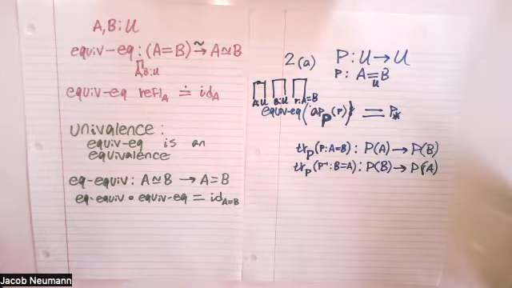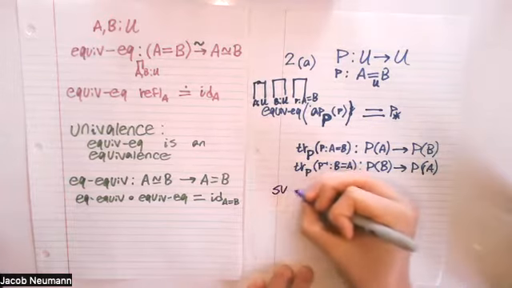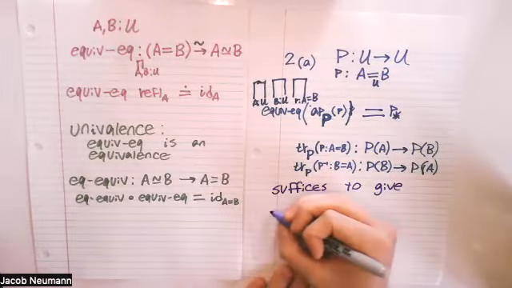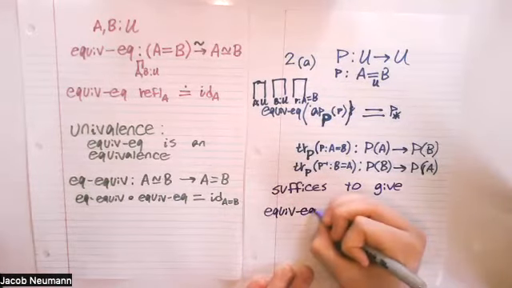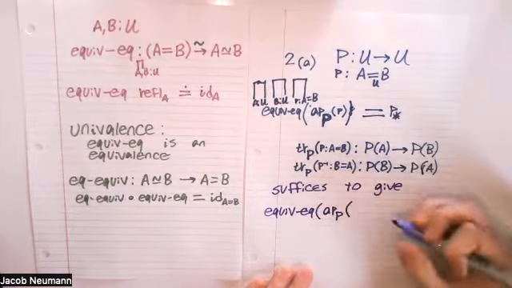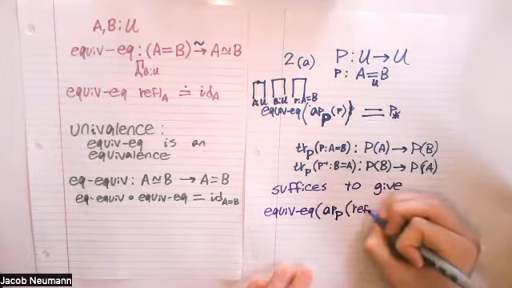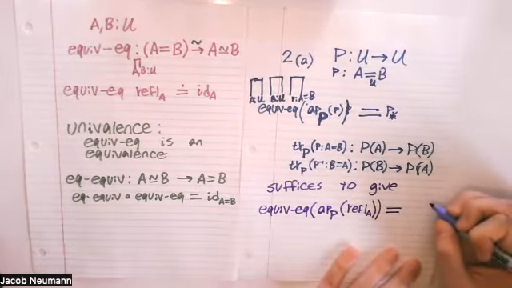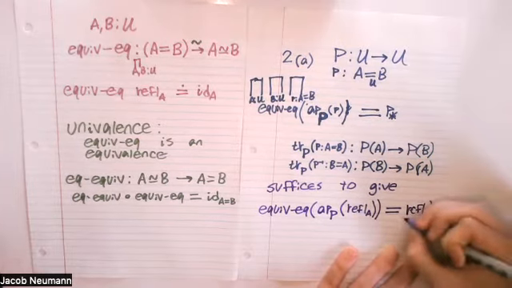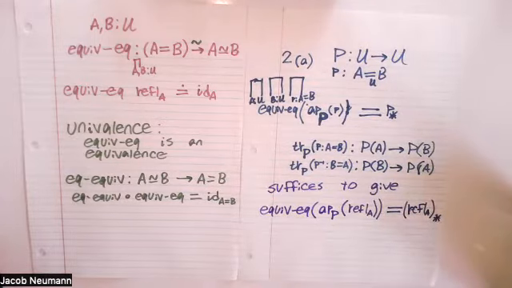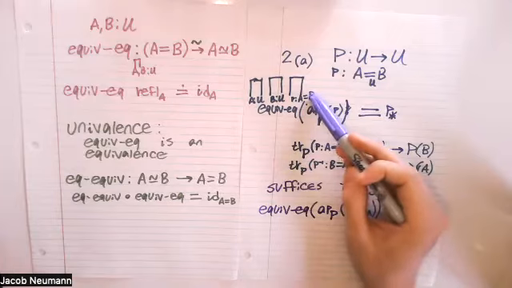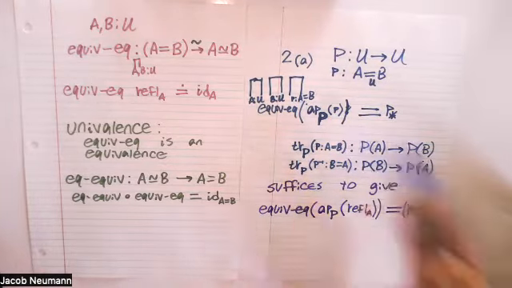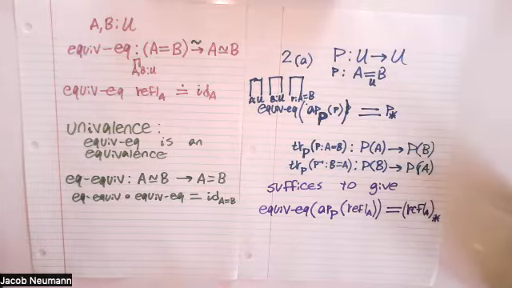And so really, it suffices to give a proof that equiv EQ of app P of REFL A is equal to REFL A star. So we're just doing path induction. So it suffices to do it just for where B is definitionally equal to A, and where little p is REFL. And then that will define it for the whole thing. And so this is a lot easier to prove.